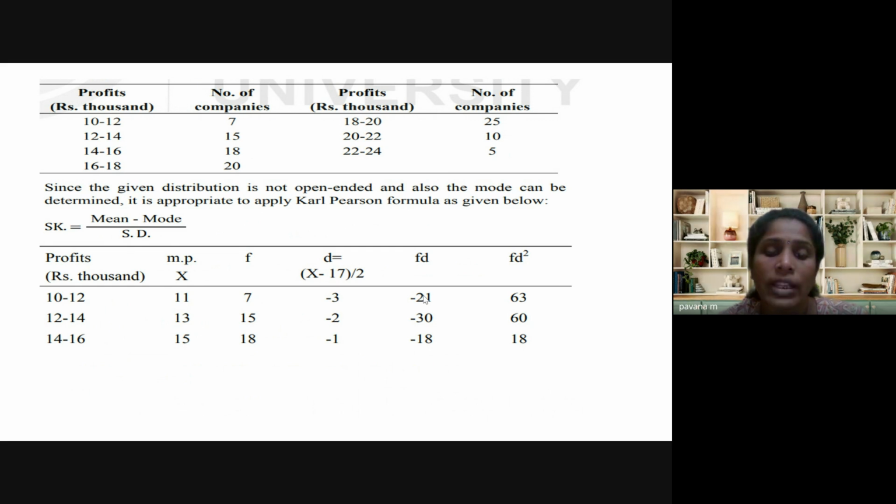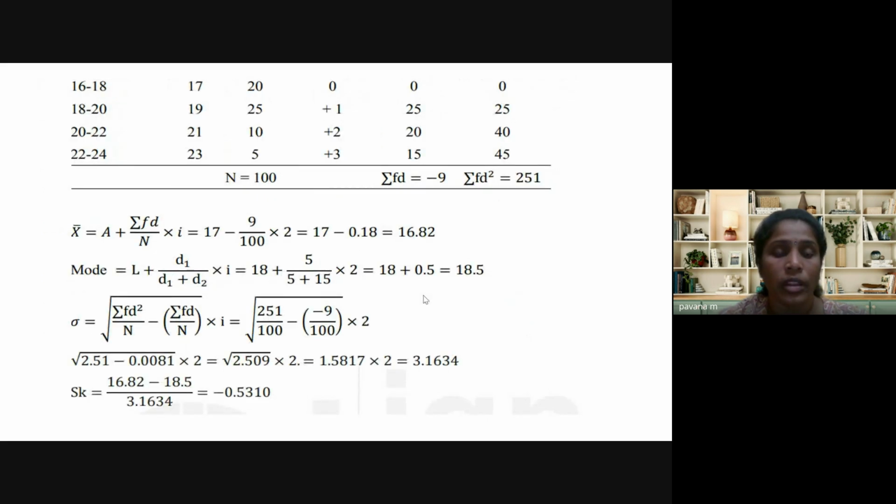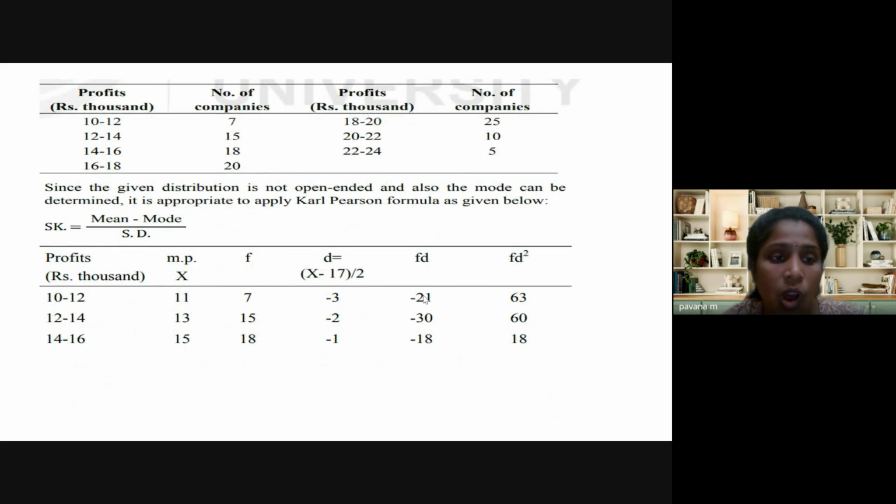Now we have to calculate D. For calculating D, it is x minus a by 2. How to calculate a, we already know. Whatever value is at the center of the distribution, that particular midpoint is taken as the auxiliary point. This is an odd number of observations: 1, 2, 3, 4, 5, 6, 7. So 7 observations are given.